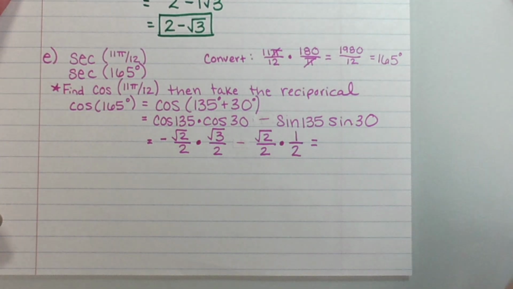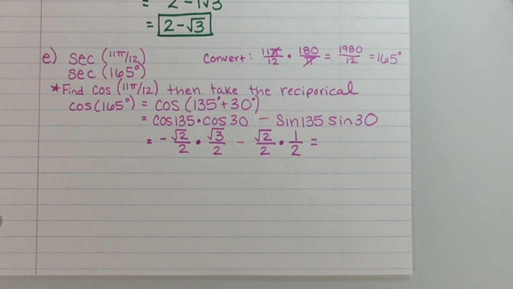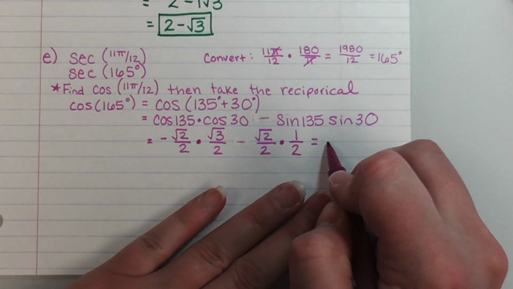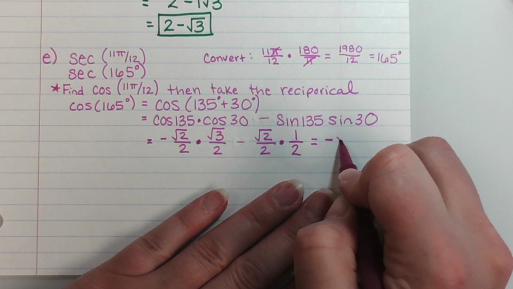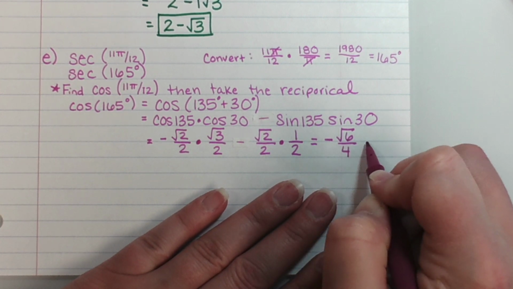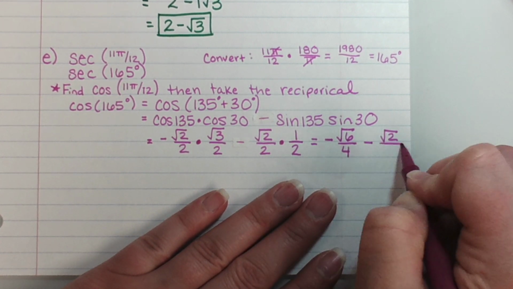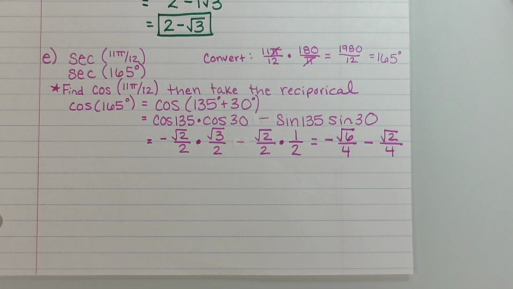When I'm simplifying these, do I subtract or multiply first? Multiply. I get a negative square root of 6 over 4 minus the square root of 2 over 4. Doesn't that look kind of familiar?